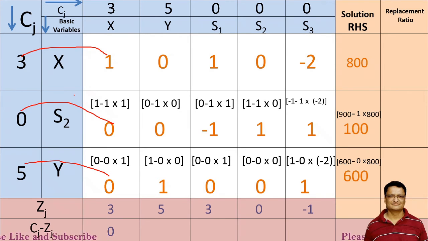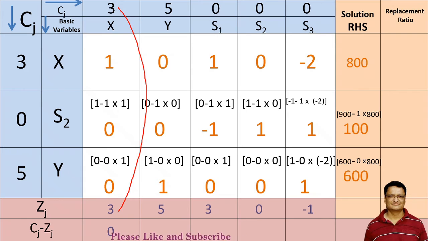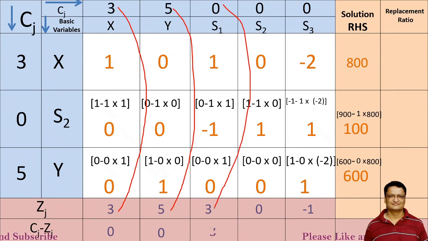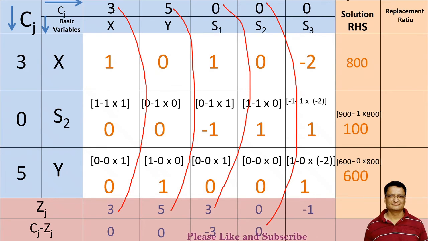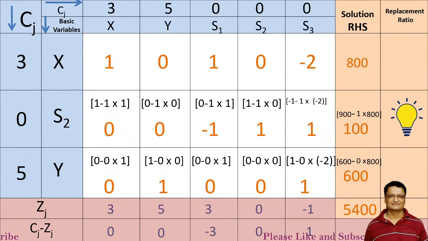Now how do we calculate Cj minus Zj? Cj is 3, and 3 minus 3 will give me a value of 0. This 5 minus 5 will give me a value of 0. 0 minus 3 will give me a value of minus 3, and 0 minus 0 will give me a value of 0, and this particular 0 minus 1 will give me a value of 1. Now we again got one value positive.